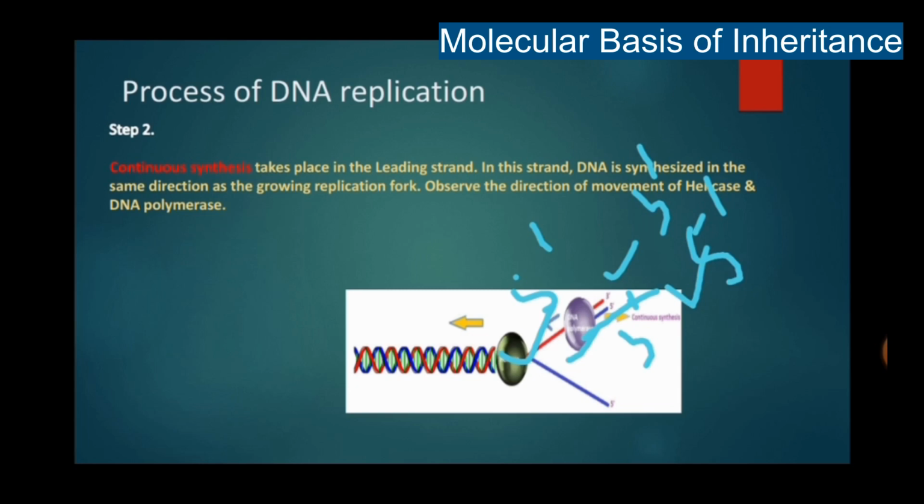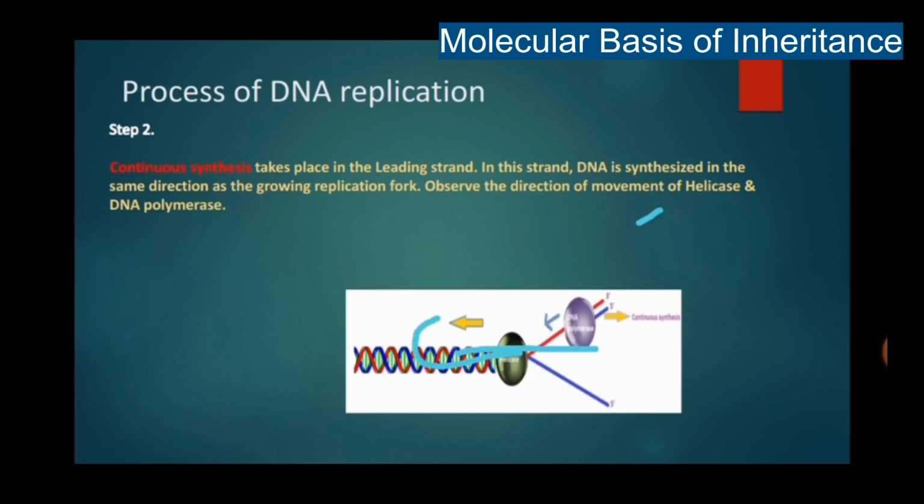So the replication fork is also growing in this direction, right? हेलिकेज जो है उस डायरेक्शन में मूव कर रहा है, तो कंटिन्यूस सिंथेसिस भी इस डायरेक्शन में होता है, right? Because the enzyme helicase is moving in this direction. Okay, correct? So as the helicase enzyme moves in this direction, the replication fork gradually increases. जैसे जैसे helicase इधर move करता जाएगा तो replication fork भी इस direction में increase करता जाएगा.